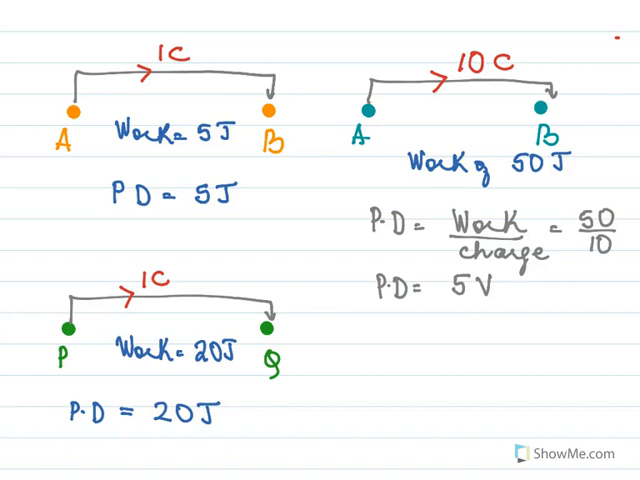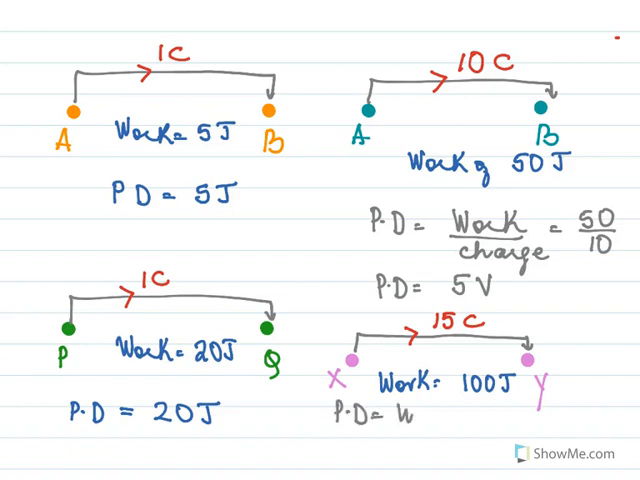To take up yet another example, here I have again 2 points. I call these points X and Y, and from X to Y I move a charge, not 1 coulomb. In this case, maybe I move 15 coulombs, and while moving this charge I do work of, say, 100 joules. What would be the potential difference? The potential difference is work done per charge, per coulomb. So here 100 joules for 15 coulombs. If you reduce this, it would be 20 over 3 volts. This would be the potential difference between these 2 points.